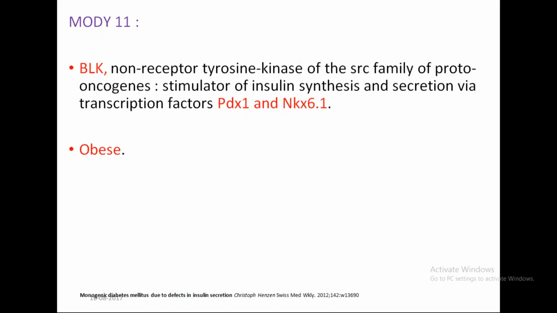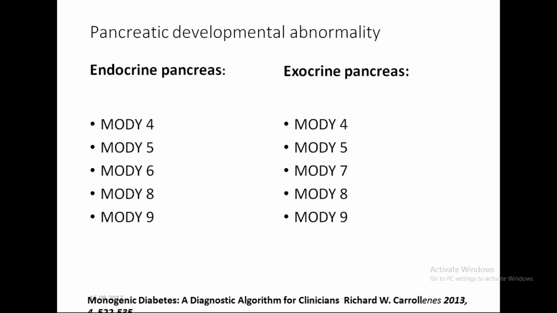MODY 11 is BLK, a non-receptor tyrosine kinase of the SRC family of proto-oncogenes, which is a stimulator of insulin synthesis and secretion via the transcription factors PDX1 and NKX6.1, and these patients are obese. Pancreatic development abnormality involves both endocrine and exocrine pancreas. MODY 4, 5, 6, 8 are involved in endocrine pancreas, that is insulin, which we all talked about. Almost all the MODYs, these in specific. And exocrine is specifically involved in 4, 5, 7, 8, and 9.